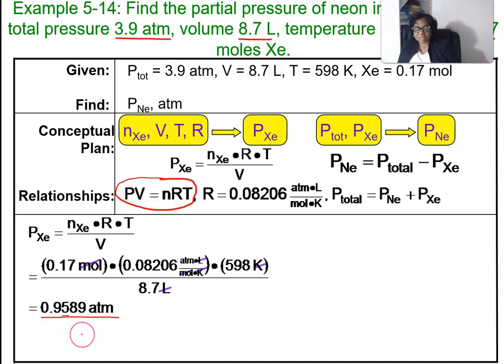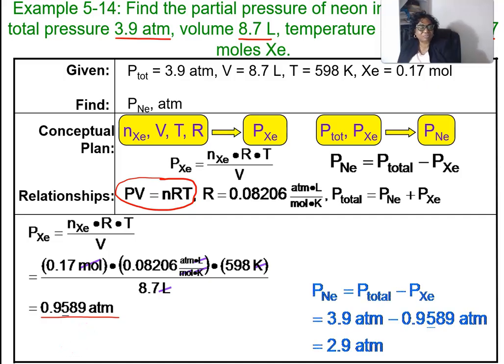We are going to subtract it from the total pressure. So 3.9 atmosphere minus 0.9589 atmosphere. So this is the partial pressure of neon.